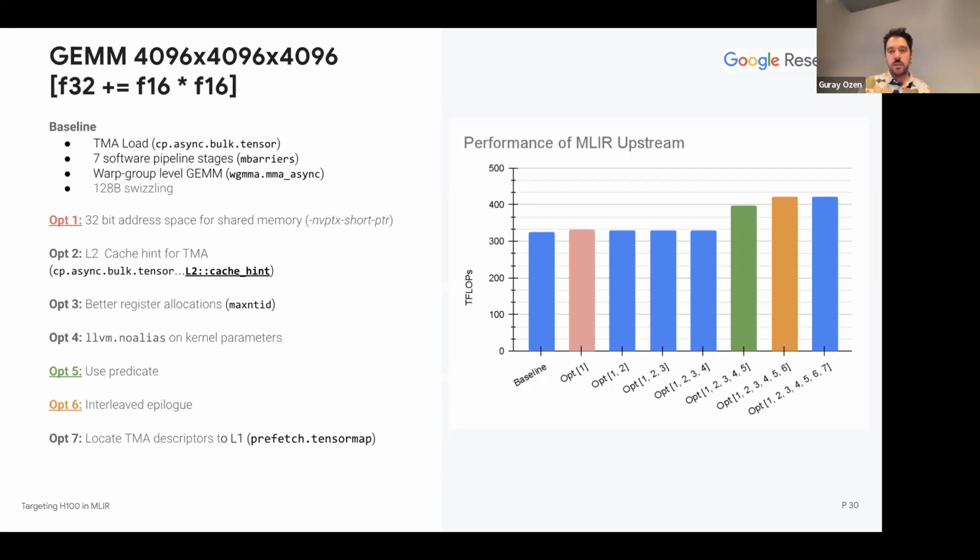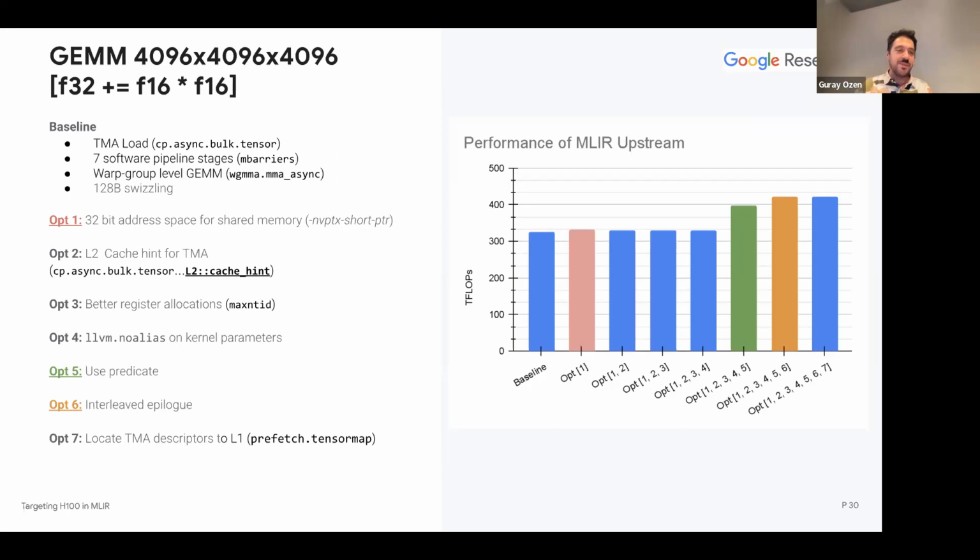And then when I implemented that, the performance wasn't so great. I got around 330 teraflops, which didn't meet my expectations. So I started optimizing, and I tried the simple things. The first thing was setting the short pointer flag, which demotes the address space to 32 bits for the shared memory and constant memory. It gave me a little bit of a performance bump, and it used to give more, but I realized in this kernel there is no address arithmetic. Everything is done by TMA.